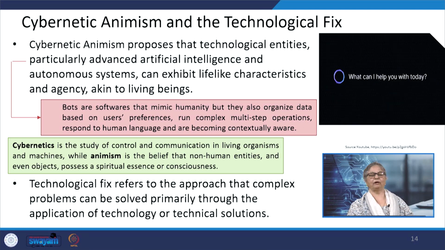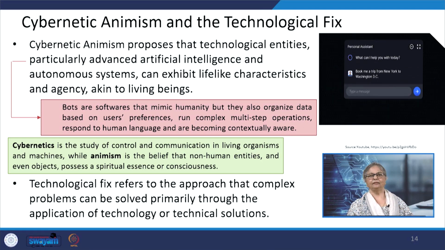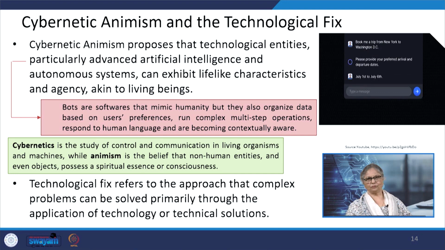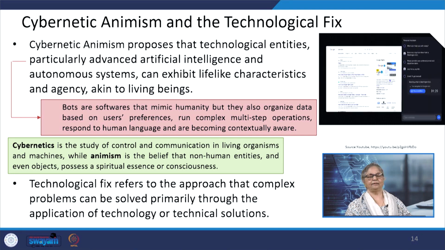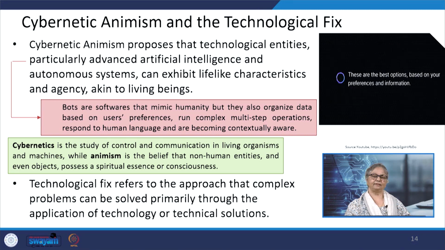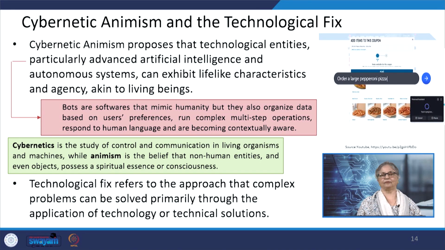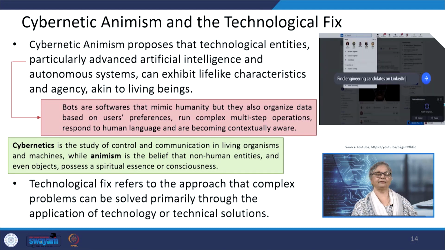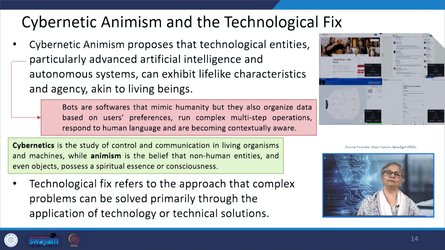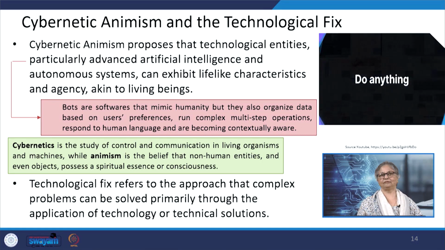AI and technology have become increasingly sophisticated as well as increasingly interactive, exhibiting responses akin to living beings, and this is called cybernetic animism. The slide uses two words, cybernetic animism and the technological fix. And what do we mean by that? Cybernetic animism proposes that technological entities, particularly advanced artificial intelligence and autonomous systems, can exhibit lifelike characteristics and agency which is very similar to that of any other living being.